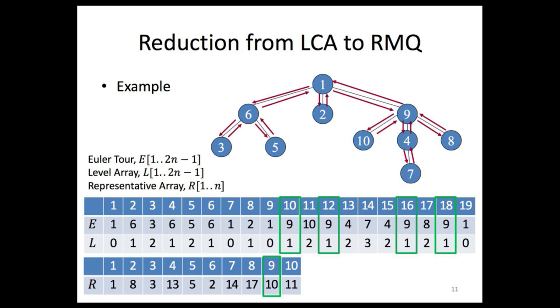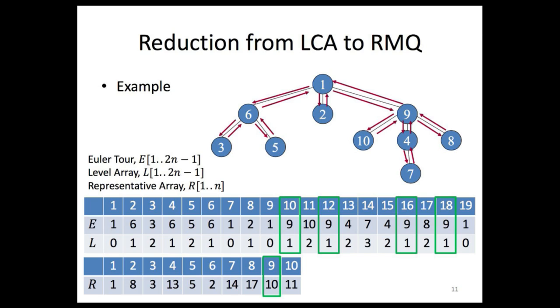So this is sort of a complete example of how this goes around. I have a tree, everything is labeled. The first step, E represents the Euler tour of length 2n minus 1. So you go down and you start constructing. It gives you 1, 6, 3, and so on. And then you have the levels array, which gives you the level of each of these nodes as you visited them. And then finally, you have this representative array.